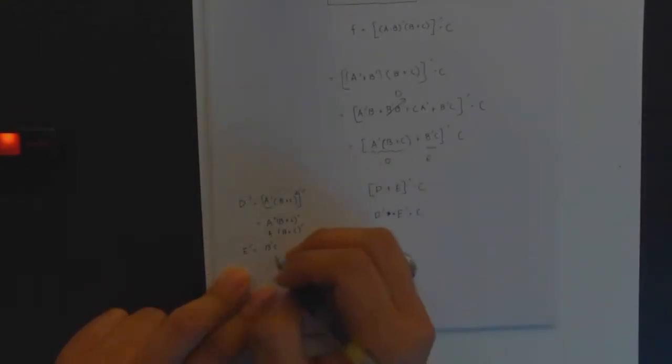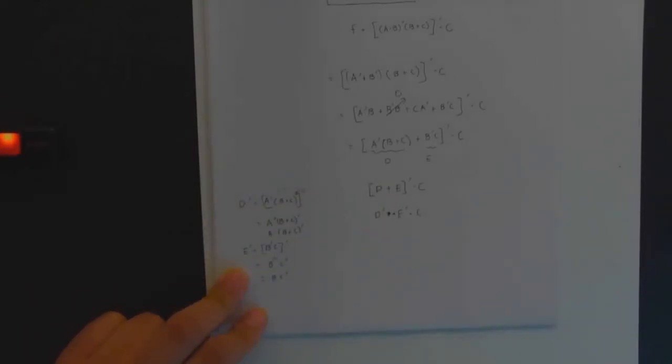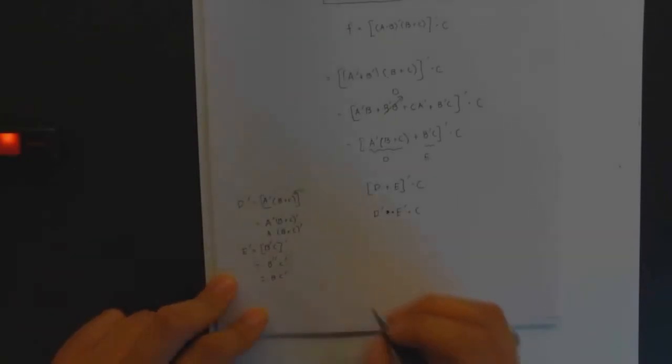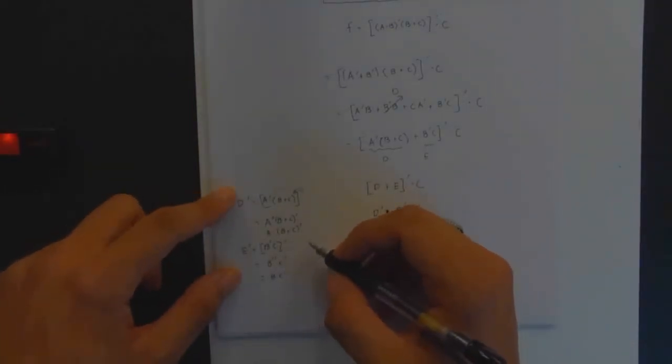You can use De Morgan's law here, but I haven't gotten to that point yet. So we probably will, but we'll see. Keep it a mystery. And again, I'm going to distribute the not. B double prime C prime, which is equal to B C prime.